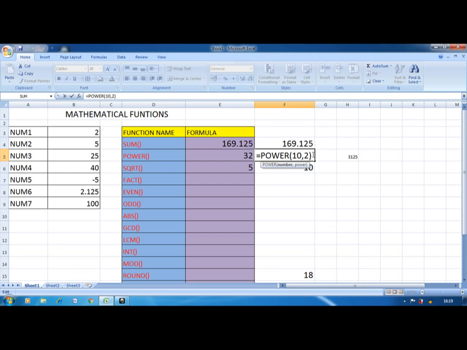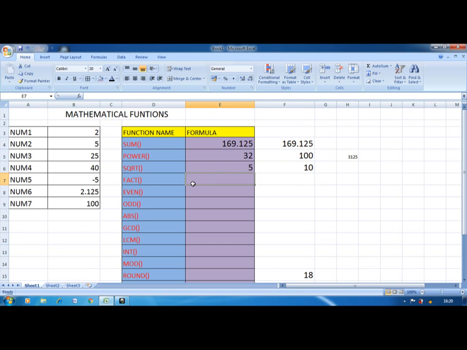Then the third one is SQRT. If I click on the SQRT option, here it shows SQRT, and inside the bracket we have to write only one number. It is not possible to find the square root of more than one number, and it is not possible to find the square root of a negative number.